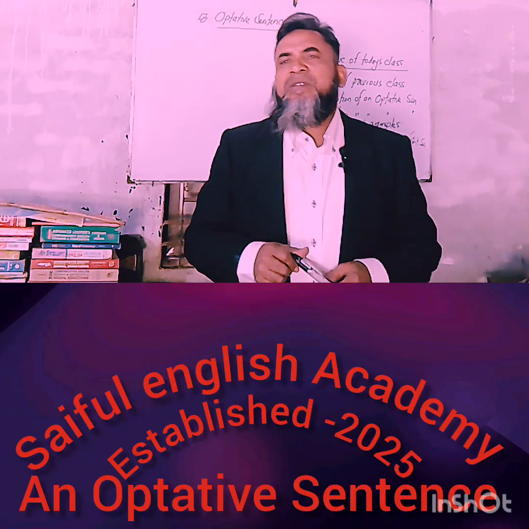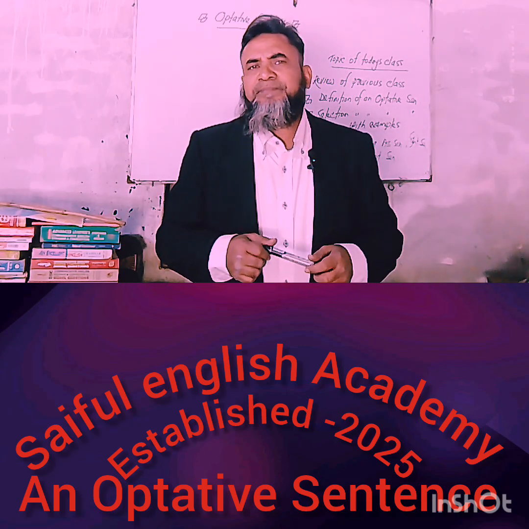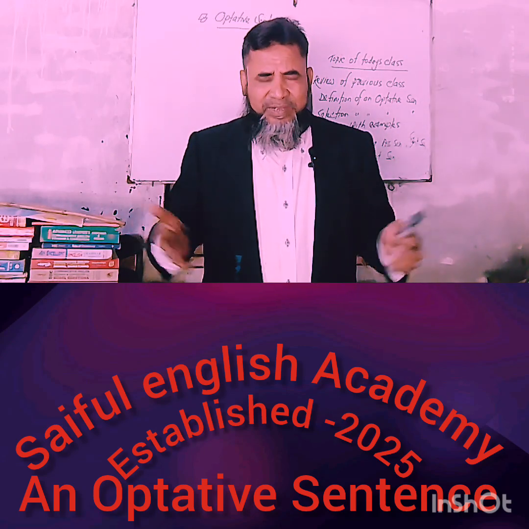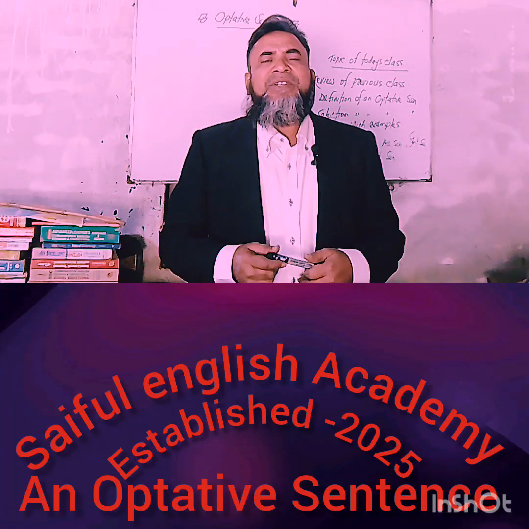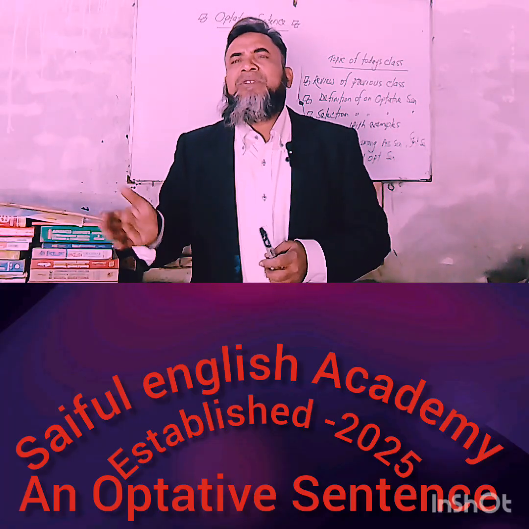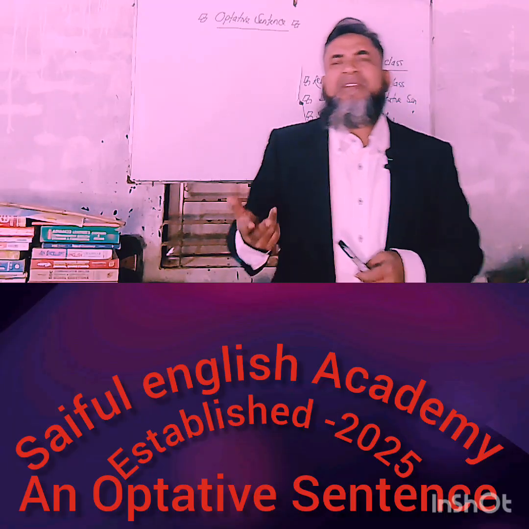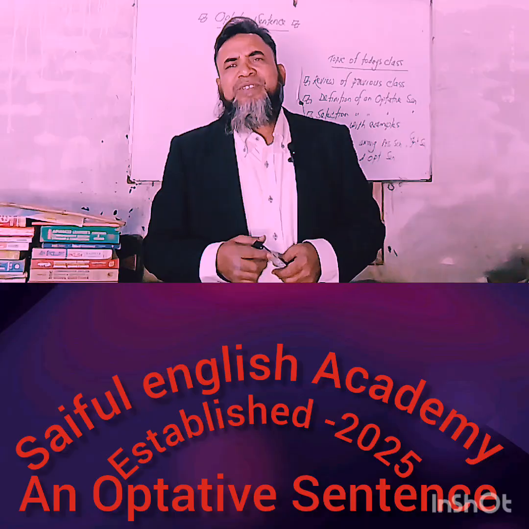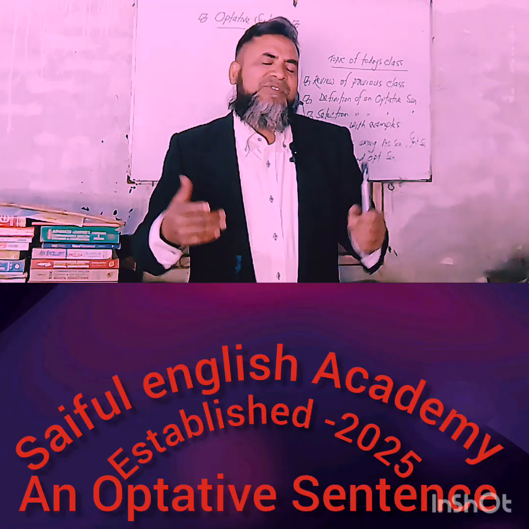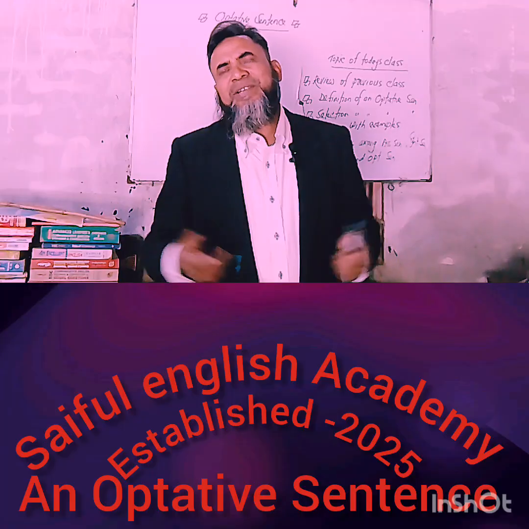In my previous classes, you were told about the classification of a sentence according to meaning and according to structure. According to meaning, we can classify a sentence in five ways. Number one, assertive sentence. Number two, interrogative sentence. Number three, imperative sentence. Number four, optative sentence. Number five, exclamatory sentence.